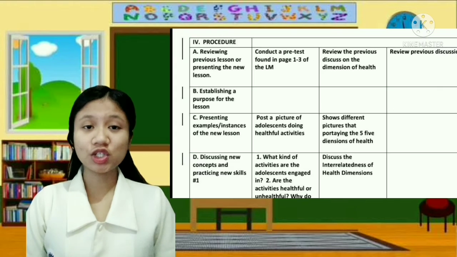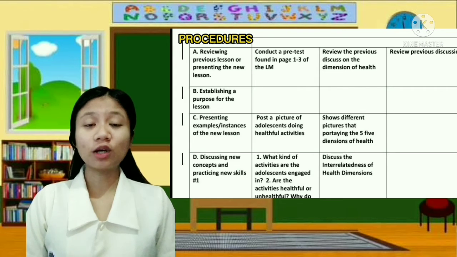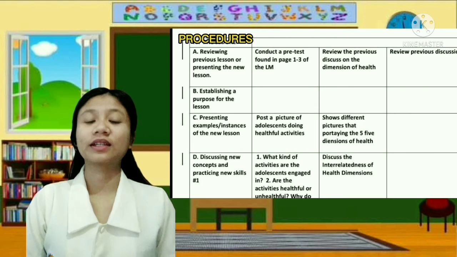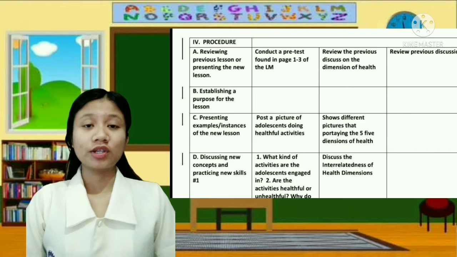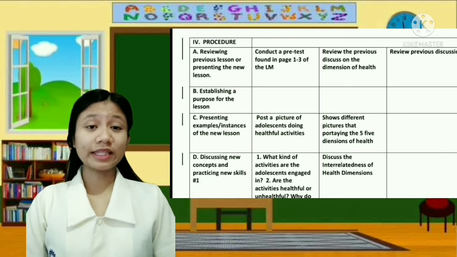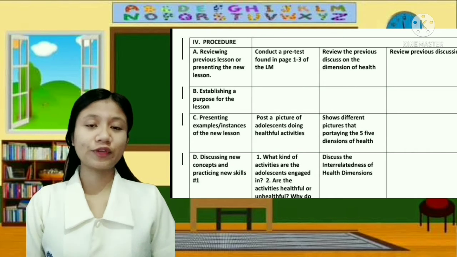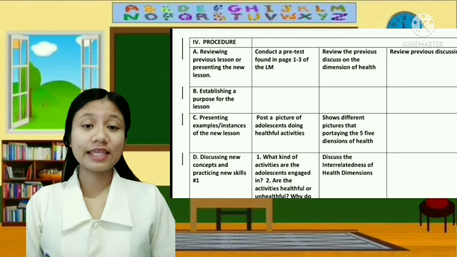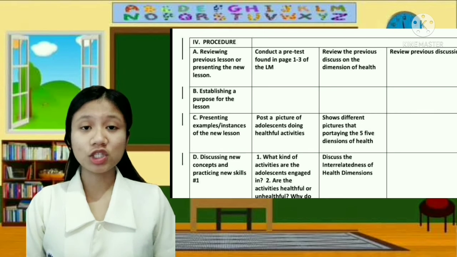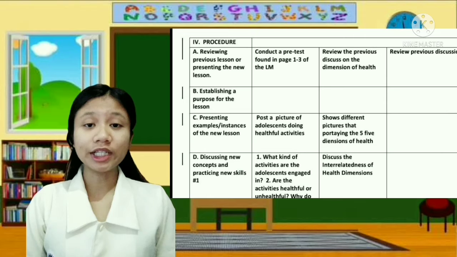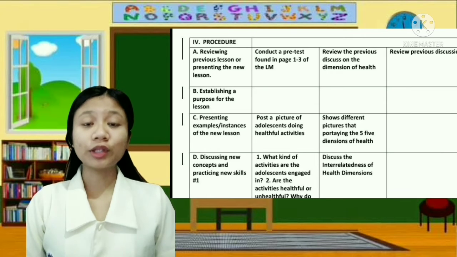Next is procedures. This part of the DLL contains 10 parts, including first, reviewing the previous lesson or presenting the new lesson. This is the review or presenting the new lesson. So like for example. And next is establishing a purpose for the lesson, which will motivate the learner to learn the new lesson. You can tell what they will learn here. It is used for motivation.